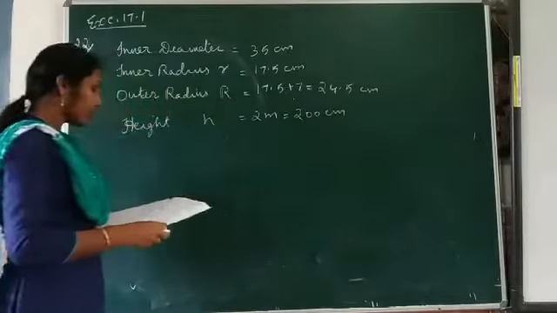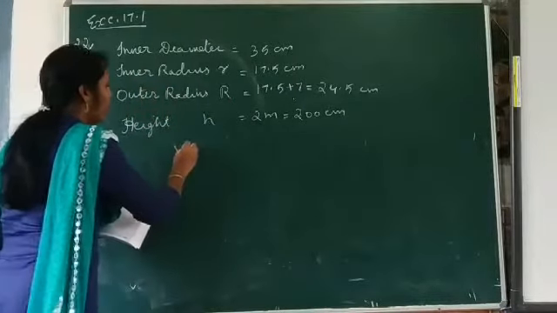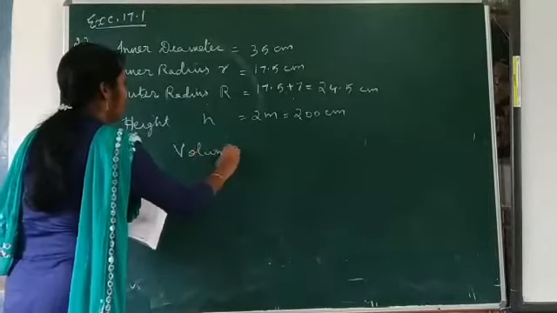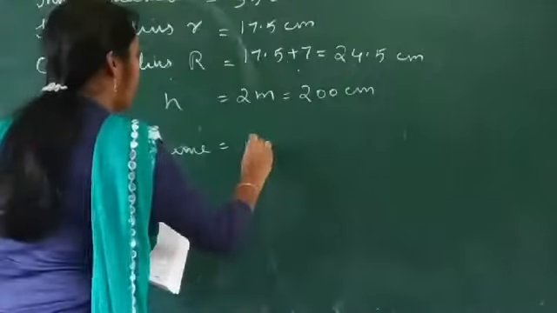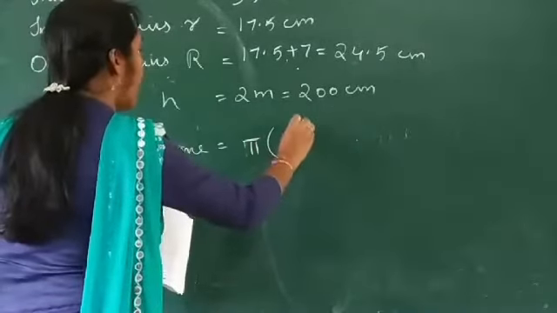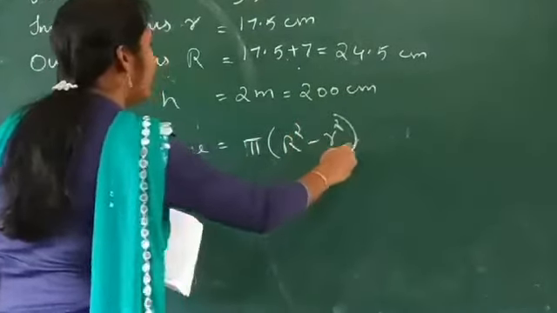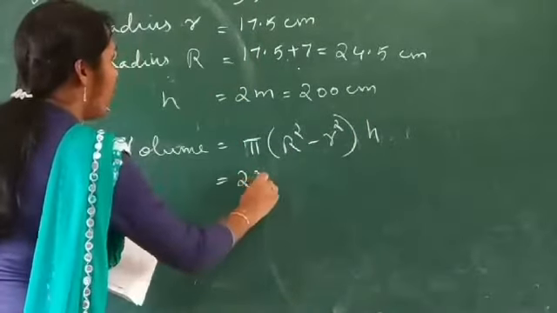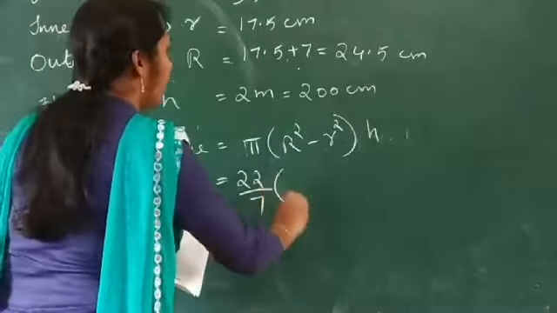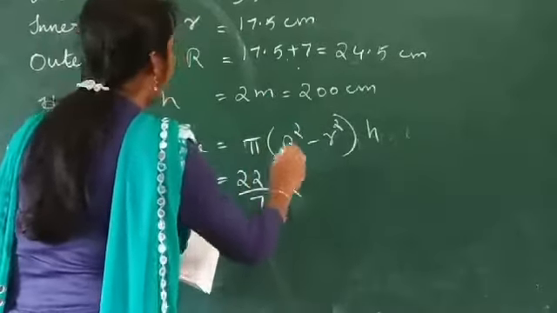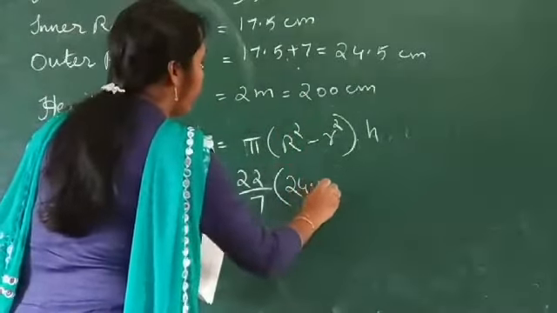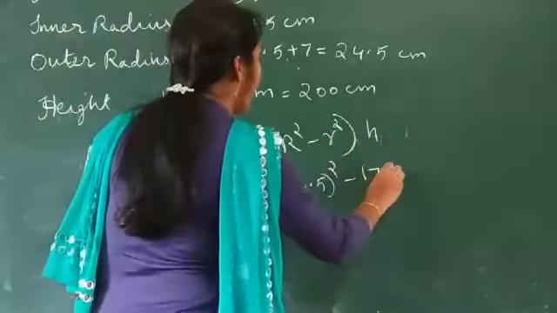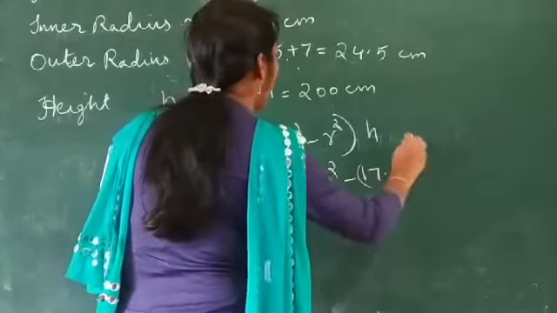Now we know that volume of a hollow right circular cylinder is equal to pi into capital R square minus small r square into h. That is equal to 22 by 7 into, capital R is 24.5, 24.5 square minus small r square 17.5 square into 200.